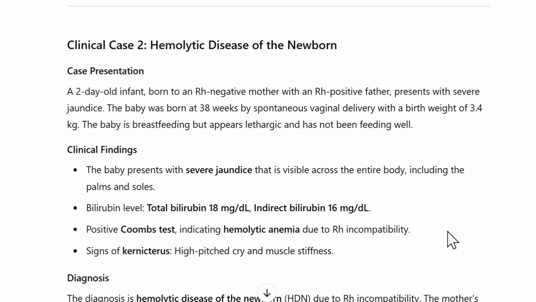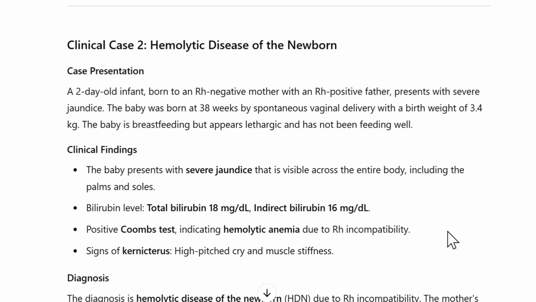Clinical Case 2. Hemolytic disease of the newborn. Case presentation. A 2-day-old infant, born to an Rh-negative mother with an Rh-positive father, presents with severe jaundice. The baby was born at 38 weeks by spontaneous vaginal delivery with a birth weight of 3.4 kilograms. The baby is breastfeeding but appears lethargic and has not been feeding well.